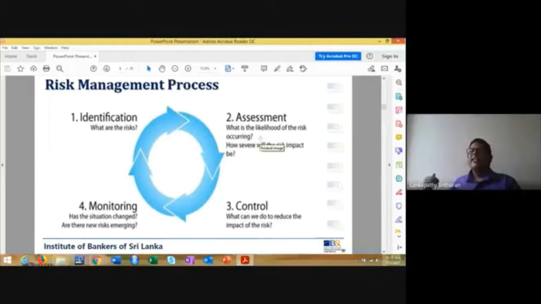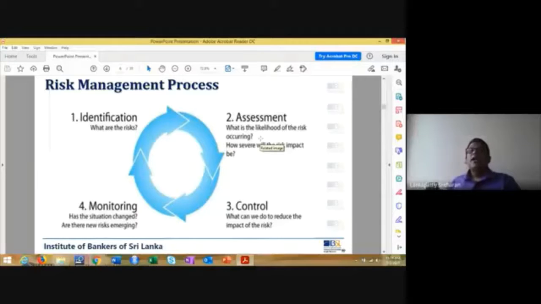So the likelihood can be measured based on the historical data. And the second one is the impact. Okay, 30% there will be a declining trend. 30% chances are there to decline the stock market or stock prices. Then we have to see at which level the decline will be: 5%, 10%, 20%, or total default.